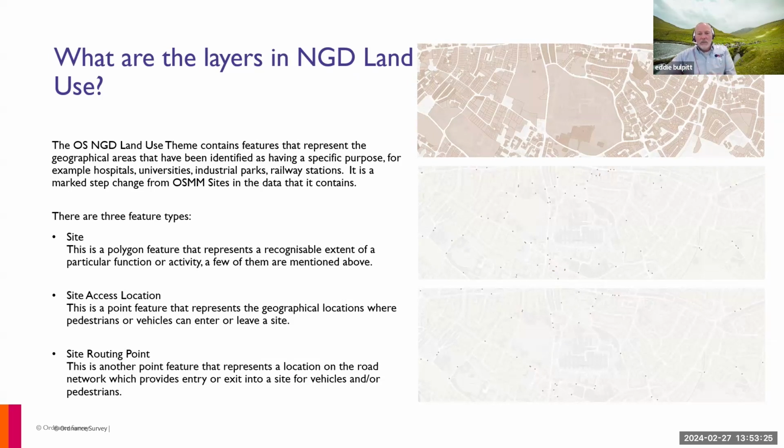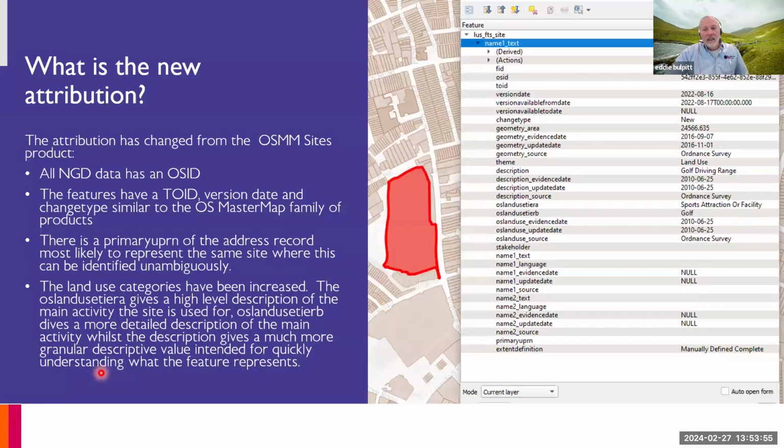So what's the difference between OS MasterMap sites and NGD land use data? Well, from first glimpse, there's not really much difference. You've got a site, you've got a polygon feature, and you've got access points as well, which we've already talked about in OS MasterMap sites. But the difference here is we've got a site routing point as well. And this actually sits on the road routing network. So instead of just finding an OS MasterMap site, you can actually navigate to this point using routable software.